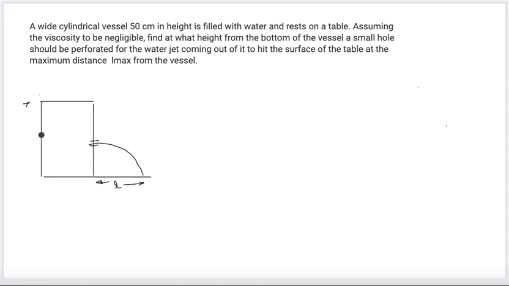This is the height of the vessel H, and this is the height from the bottom of the vessel at which the hole is perforated. So we have to find out at which small h L is L max, right? To find out velocity at this point, you have to find out the pressure at this point. So pressure at this point will be because of the water column above this point.